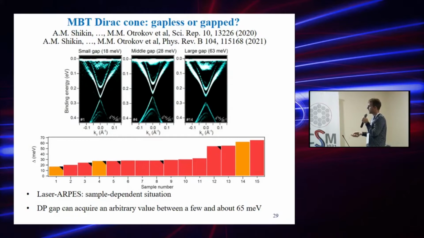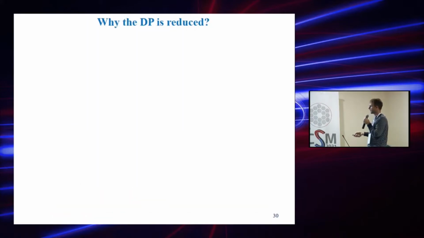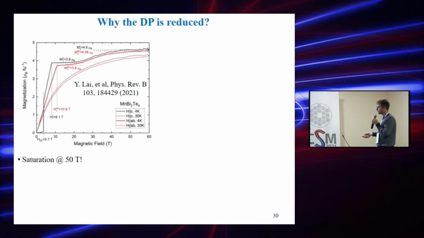So why can it be gapless or gapped? Of course, I do not have the final answer to this question, but I will try to argue. Recently, we have learned that the saturation magnetization for the magnetic moment of manganese in MBT is about 50 Tesla, which is a huge field. And only then does it reach about 4.6 Bohr magnetons, which is in agreement with the DFT prediction, and this is what you expect for manganese 2+, spin 5/2.